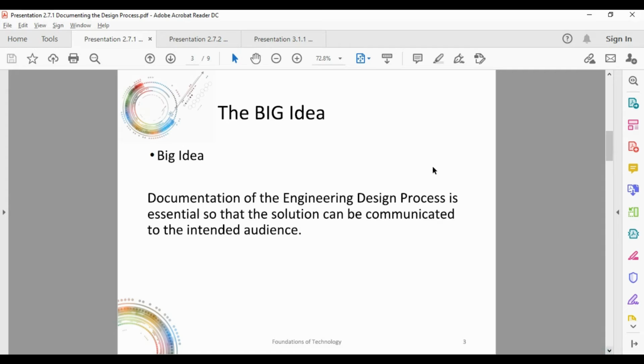But the idea of documenting the design process, I spent a lot of time talking about this earlier in the semester when talking about how to make presentations and pros and cons and different things that you really need to look for. So documentation of the EDP is essential so that the solution can be communicated to the intended audience. It's one thing to be able to do the work and create the product, but you also need to be able to communicate those results. You can have the greatest product in the world, but if you can't tell anybody about it, or nobody else can take what you have done and manufacture it, then it's not going to do you any good.